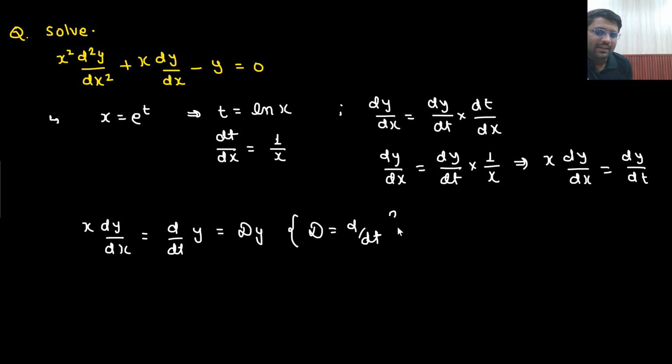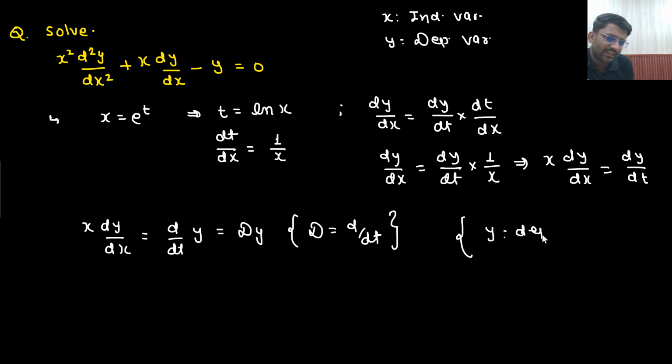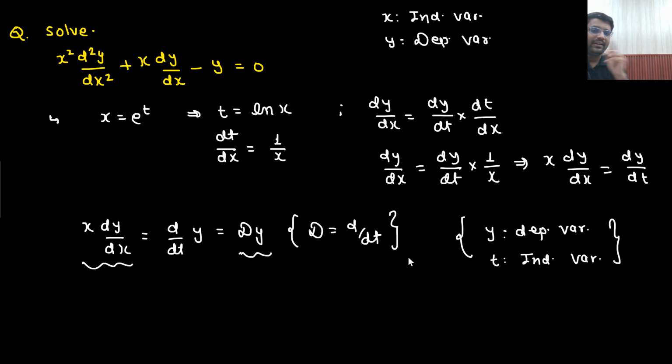So now what you have done is that previously your scenario was that x was your independent variable, and y was your dependent variable, right? Now you are keeping y as a dependent variable only. You are not changing anything with y. y is your dependent variable, but now you are making t as your independent variable. So x dy by dx will be replaced with Dy, but this time D will become d by dt.